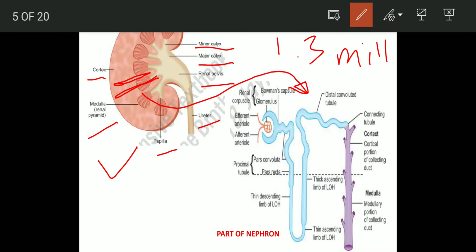There is regulation of your sodium, potassium, many electrolytes. There is a reabsorption of your glucose. So many things are there. So we'll be discussing this one nephron here, and these are the parts of the nephron. So what are the parts of the nephron?